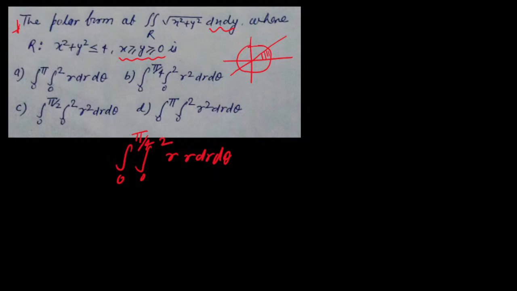So which option will be correct? R square dr d theta, r square dr d theta, 0 to 2, 0 to pi by 4. So the B option is correct. This is a good quality question. Should I solve it?